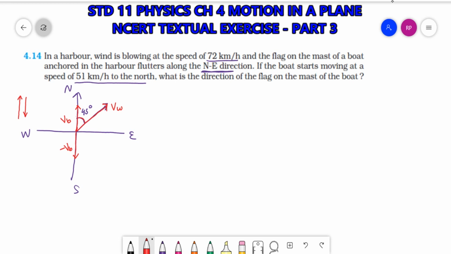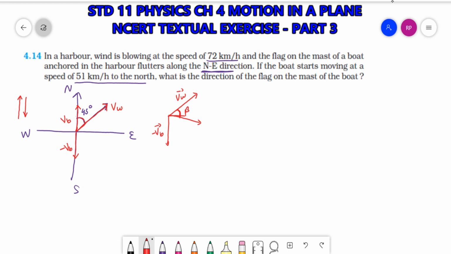The direction of the flag will be the resultant vector of VW and VB. Clear? So, if I take this as vector VW, this as vector minus VB, the resultant vector will be between these. I can write it this way. Let's say it makes an angle beta with VW. We need to find the beta angle, so from that we can know the direction.